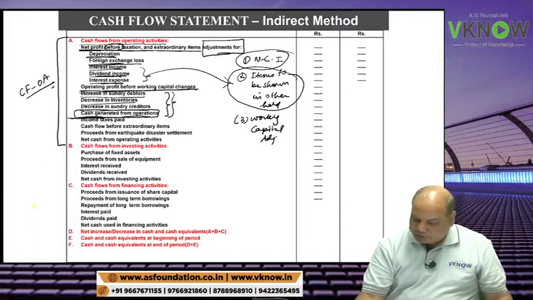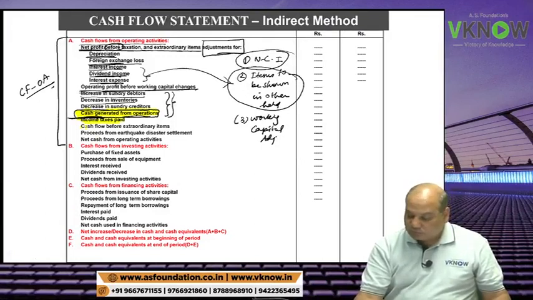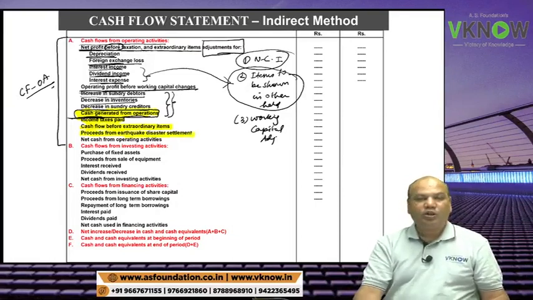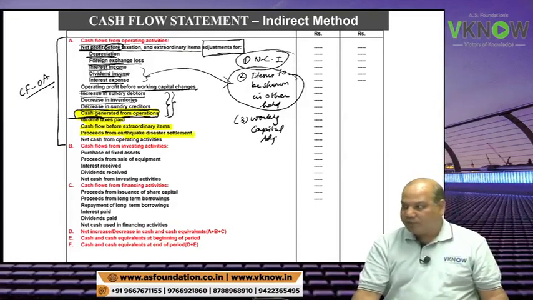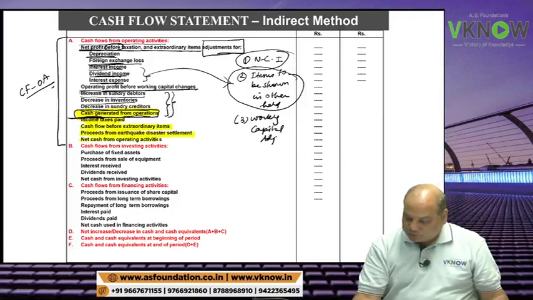After getting cash generated from operations, you write income tax paid. You get cash flow before extraordinary item. If there is any extraordinary item, you present it separately, for example proceeds from earthquake disaster settlement, and then net cash flow from operating activity.